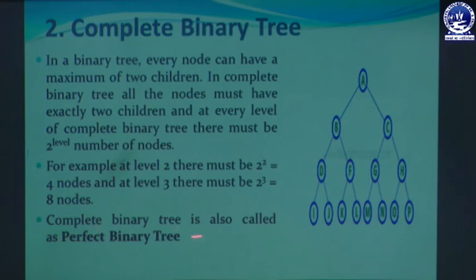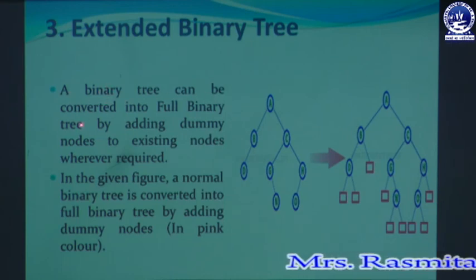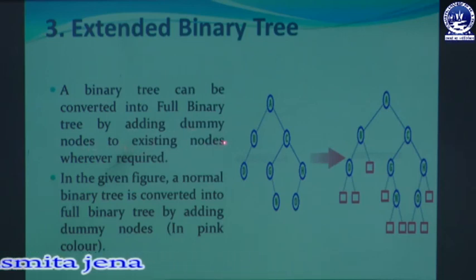A complete binary tree is also called a perfect binary tree. Okay. Then the next variation is the extended binary tree. An extended binary tree means a binary tree can be converted into a full binary tree by adding dummy nodes to existing nodes whenever required. So this is the binary tree, and when more nodes are required we can add dummy nodes. You can see here the pink squares indicate the dummy nodes. In the given figure, a normal binary tree is converted into a full binary tree by adding dummy nodes.